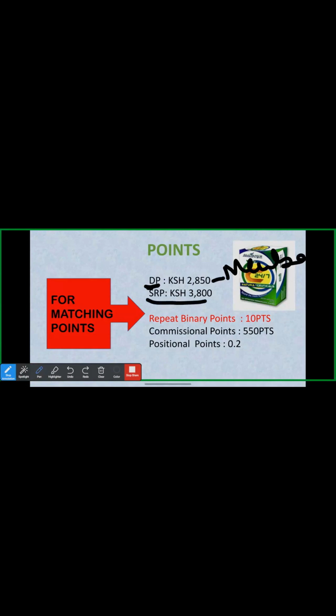And then this is the suggested retail price. This is the minimum price for which you can sell this product. In any case, you are selling the product. This is the minimum price yenye unafaa uuze. If you sell it at 3,799, you have undersold the product.